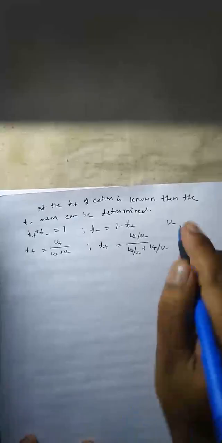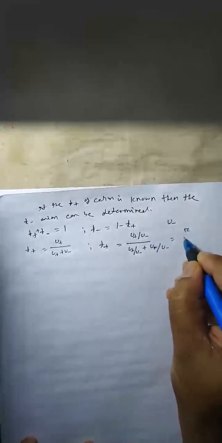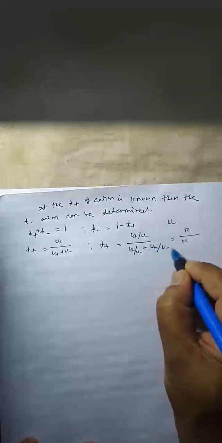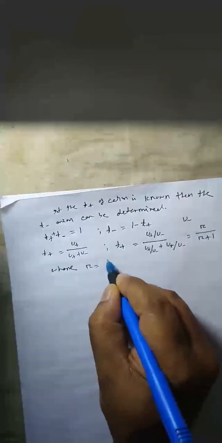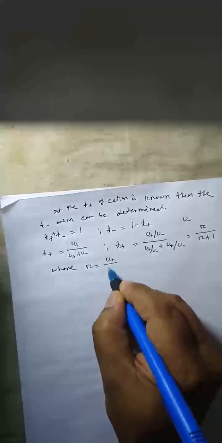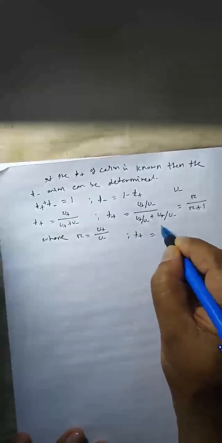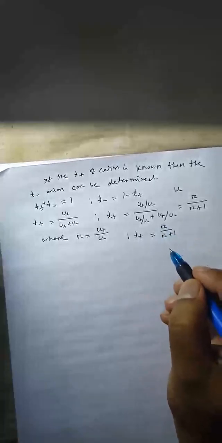Then what you get? U plus by U minus. If I take r, the speed ratio, and this is also the speed ratio. Here minus and minus cancel, plus 1, where r is equal to speed of the cation divided by the speed of the anion. So this is the relationship between the transport number of cation and the speed ratio of the cation and the anion.